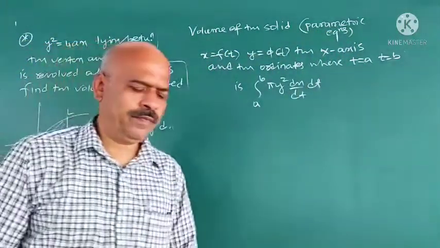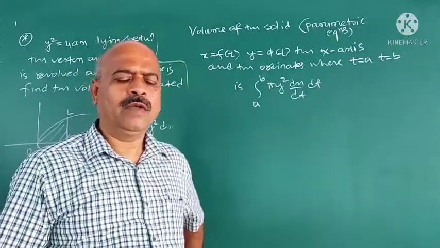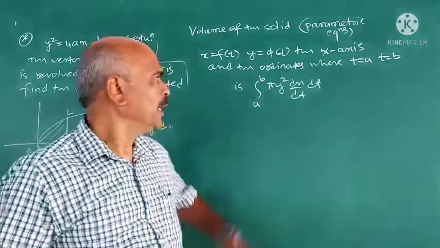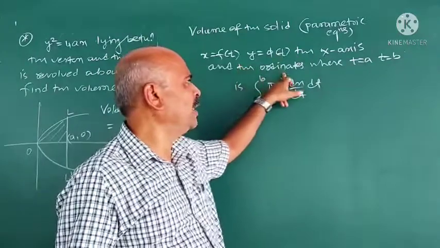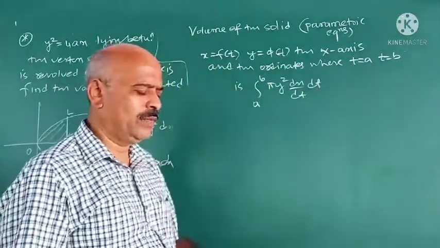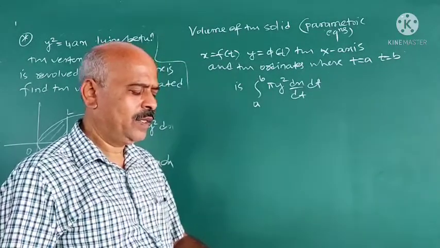Take the formula here. The volume of the solid generated by the revolution about the x-axis of the area bounded by the curve x is equal to f of t, y is equal to phi of t, the x-axis, and the ordinates whose parameters are a and b is given by integral a to b pi into y square dx by dt.